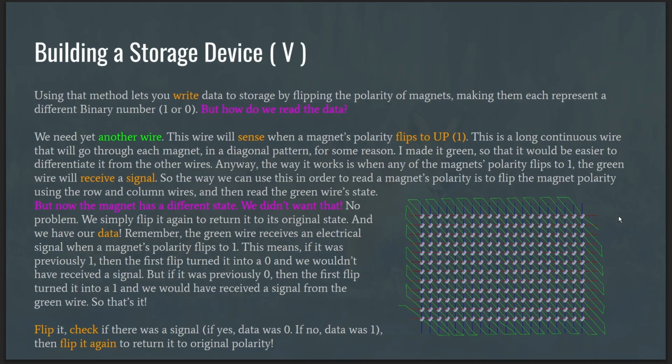But now the magnet has a different state. We didn't want that. No problem. We simply flip it back. We flip it again to return it to its original state. And we have the data. Remember, the green wire receives an electrical signal when a magnet's polarity flips to 1. This means if it was previously 1, the first flip turns it into a 0 and we wouldn't receive a signal. But if it was previously 0, then the first flip turns it into a 1 and we would have received a signal. So that's it. You flip it, check if there's a signal, and then you flip it again to return it to its original polarity.